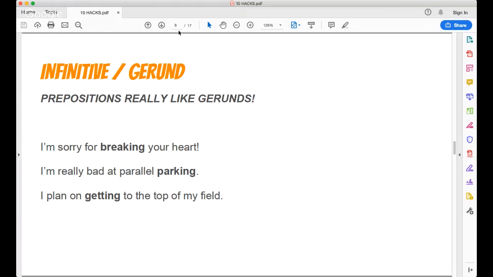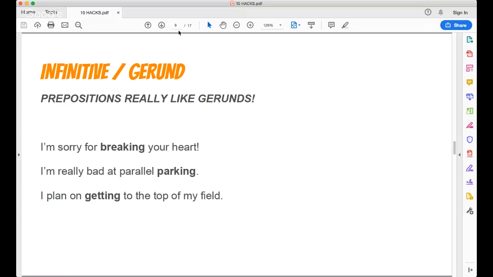And I'll tell you why it's making. Because prepositions really like gerunds. And gerunds are ing verbs, right? And verbs with ing, they're called gerunds. Why? There's no explanation why. That's just the rule, and that's just how it is. After a preposition, which is at, for, on, and all of those, you're always gonna want to use gerunds, not infinitives.